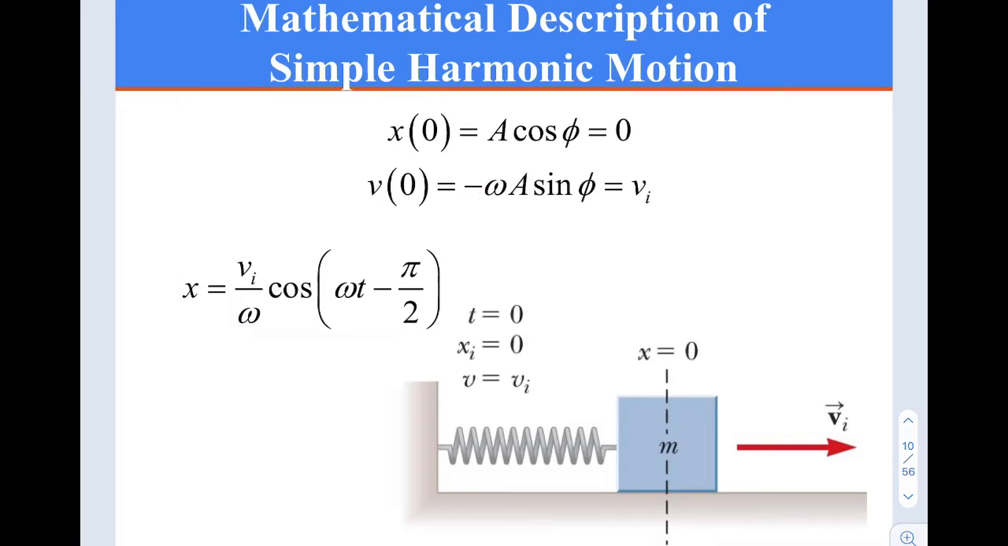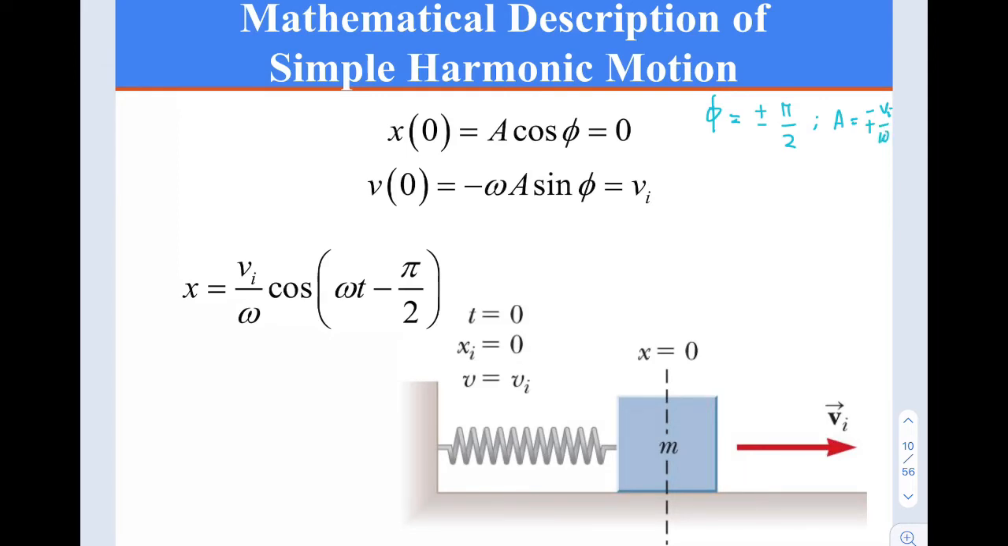So if let's say you have phi equivalent to negative pi over 2, therefore your A will be in the opposite direction of the motion, which is negative, positive v initial over omega.